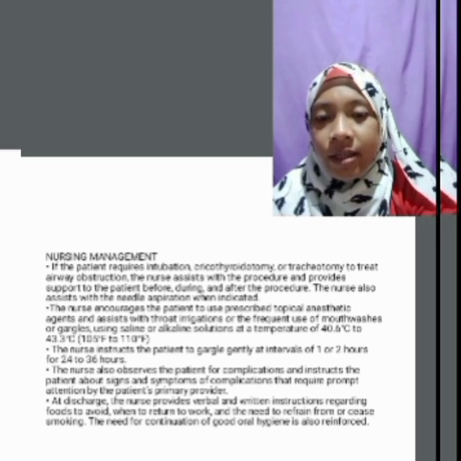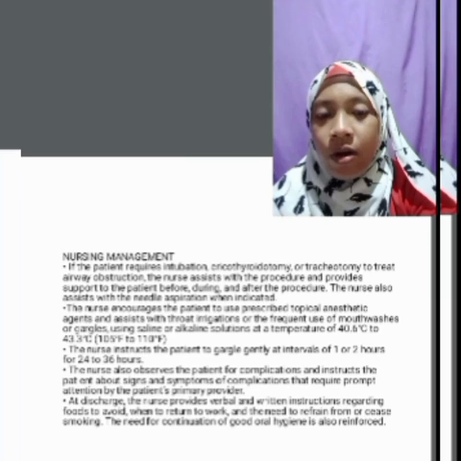At discharge, the nurse provides verbal and written instruction regarding smoking. The continuation of good oral hygiene is also reinforced.